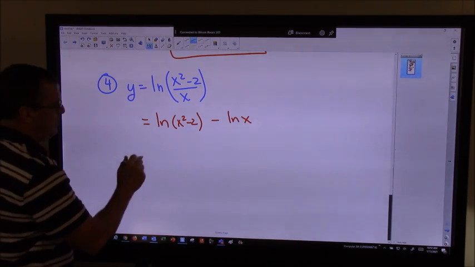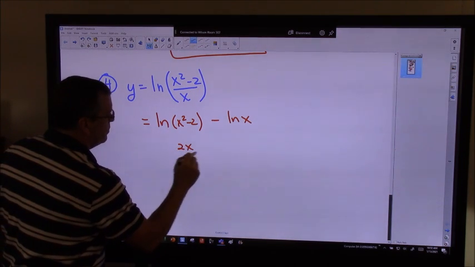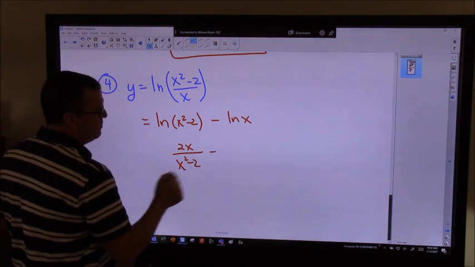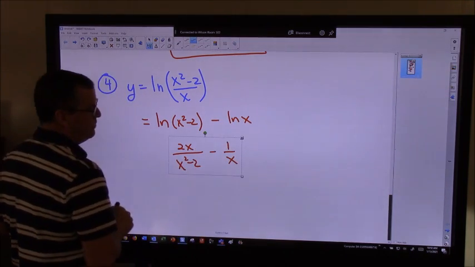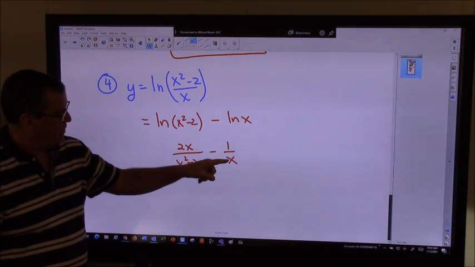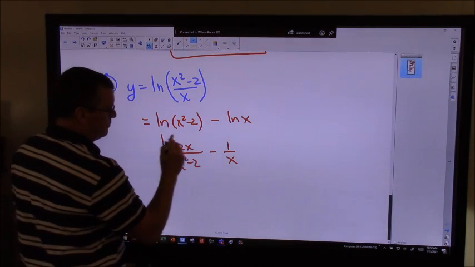All right, so if I'm going to do a u prime over u for this, I'm going to get 2x over x squared minus 2, minus, if I do u prime over u, I get 1 over x. Okay, x goes in the denominator, the derivative of that is 1. And I would just stop right here.